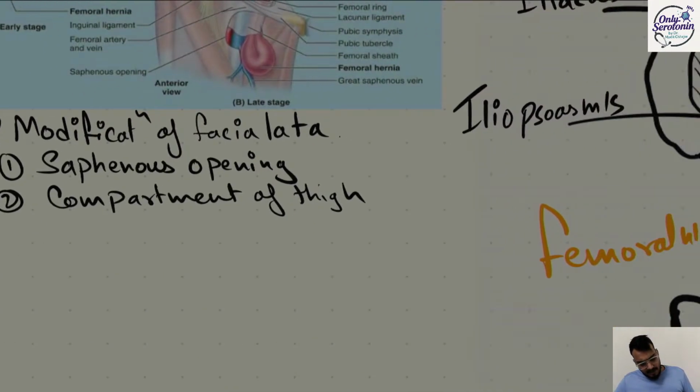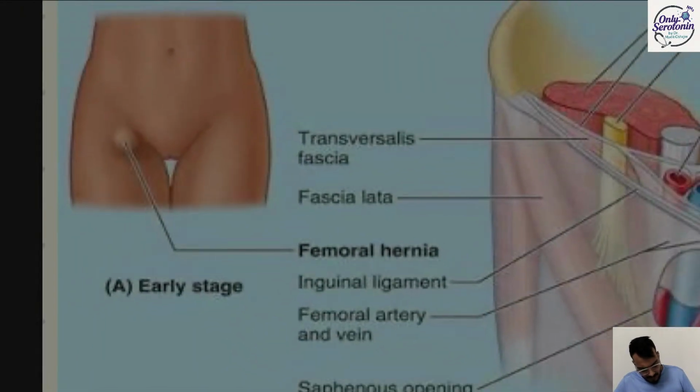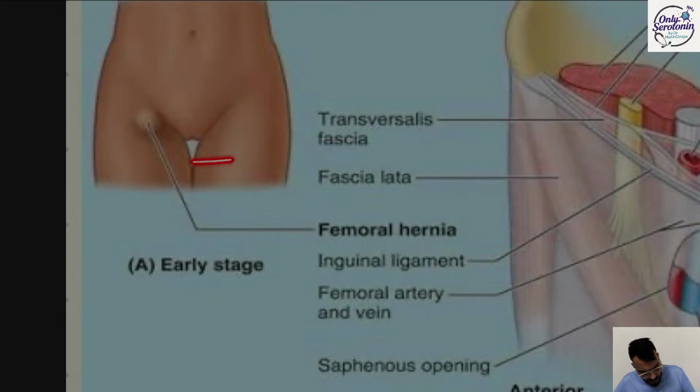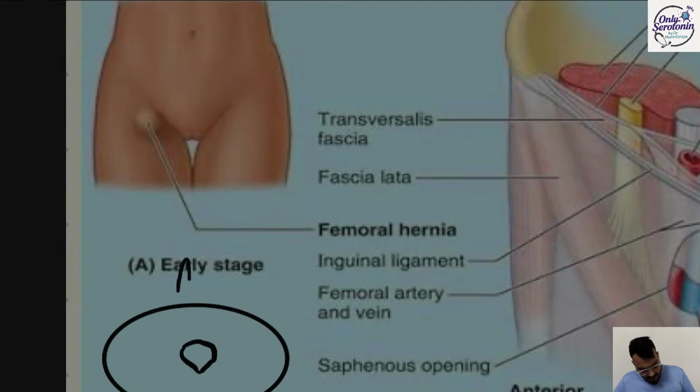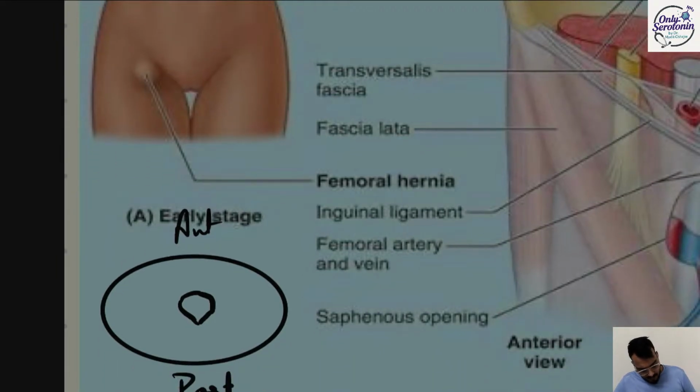What are these compartments of the thigh, guys? Suppose this is a person's thigh. What are we going to do? We are going to cut this thigh like this, and we will watch it from above. So what all things are we going to find? This is my thigh, right? In between, I'm going to have one bone, and this bone is what, guys? This bone is my femur. This is the anterior side, this is the posterior side. On the posterior side of the femur, you will find it is pointed. The posterior side of the femur is pointed.